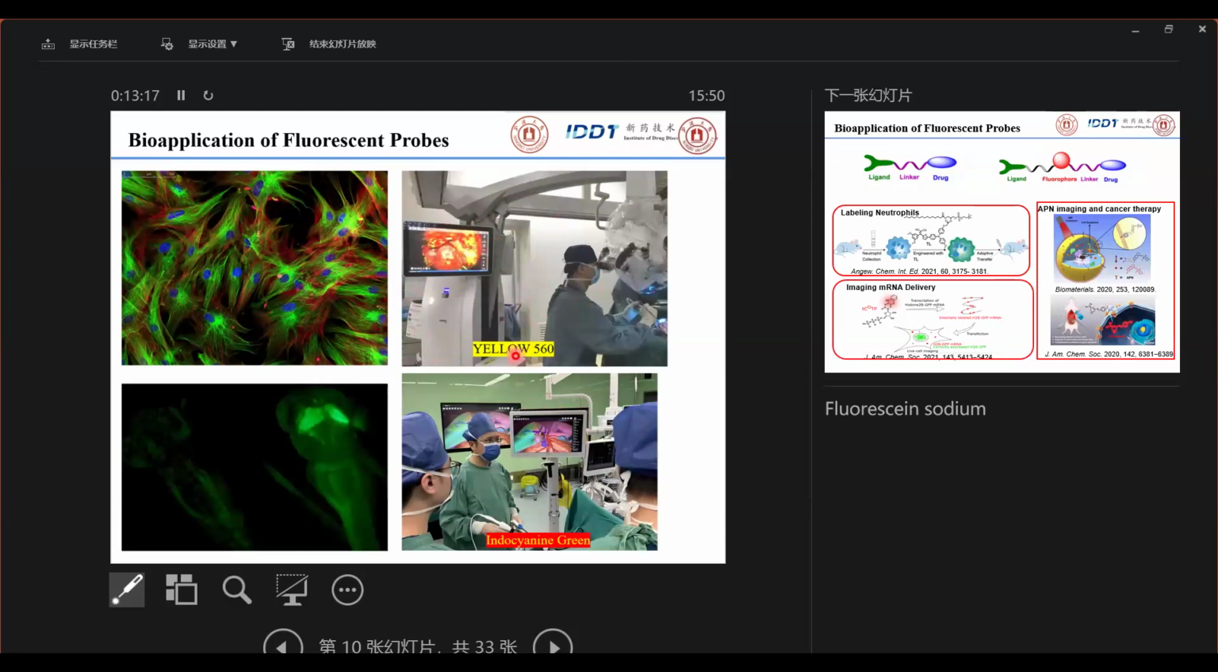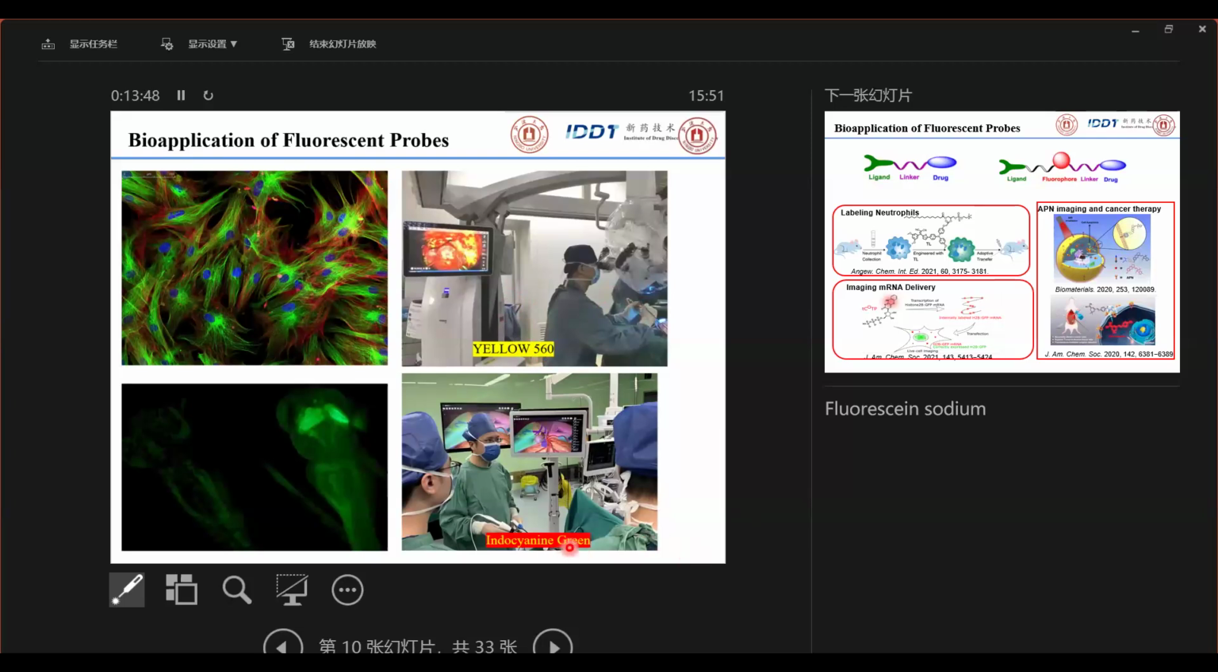For example, here is the yellow, 560. This one emits orange or yellow color. They use this for imaging when they do surgery. We inject this kind of fluorescent probe, so in the cancer part or cancer tissues, it emits red. So the doctor can remove the cancer part guided by this fluorescent probe.